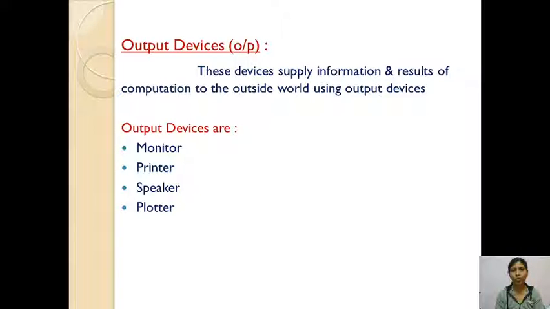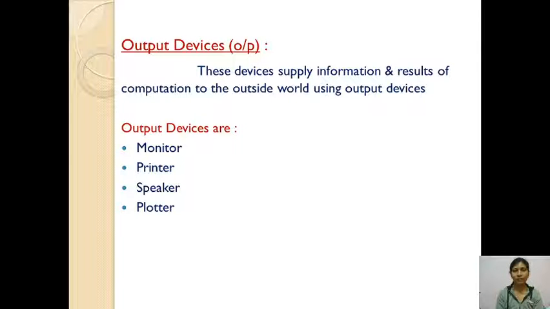Then what does output mean? If I have given some data input to the computer for processing, it can process. Then after processing, it gets the result. Whatever result the computer has calculated, it will be displayed on the monitor screen. So the monitor screen is one of the output devices. The user can easily read and see that result on the monitor screen.